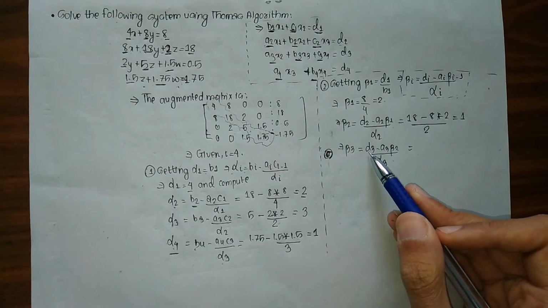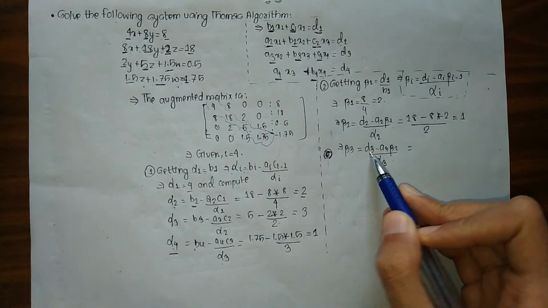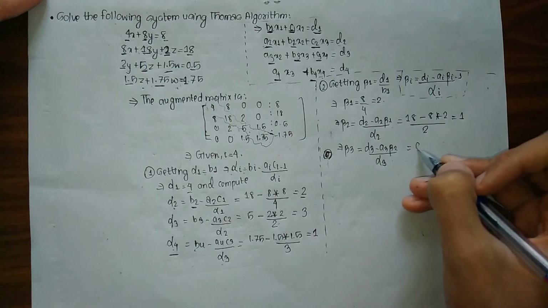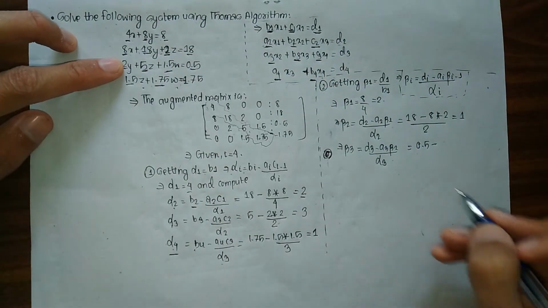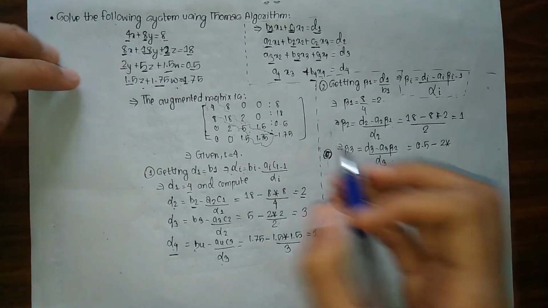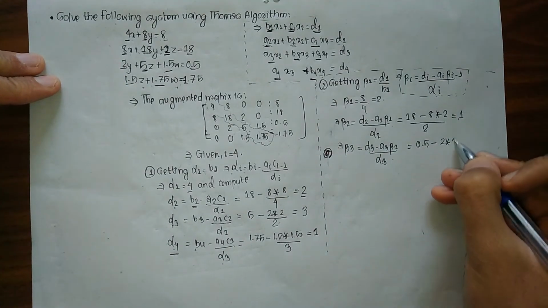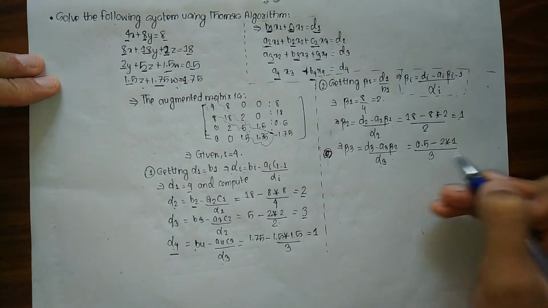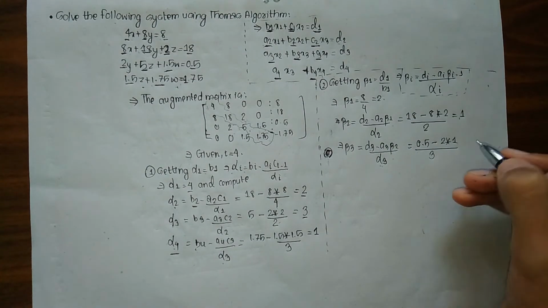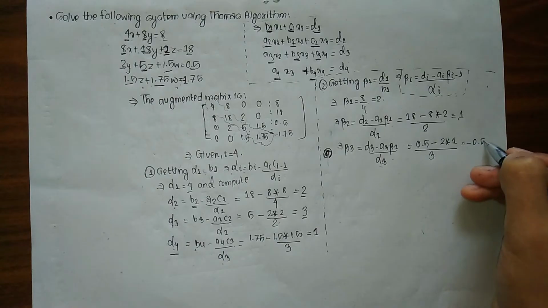Next we'll be finding d3. D3 is over here, 0.5, minus a3 is over here, 2, into beta 2. Beta 2 we just calculated as 1, divided by alpha 3. Alpha 3 is 3. So we get this value as minus 0.5.